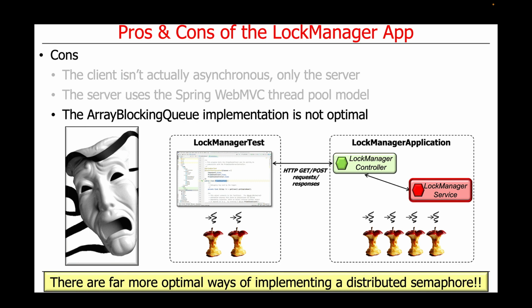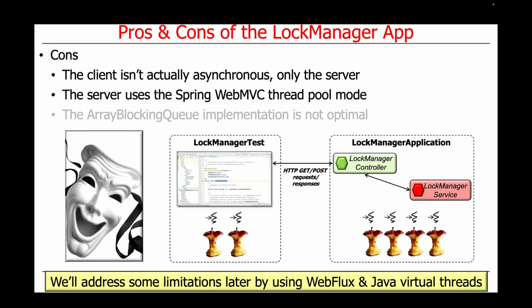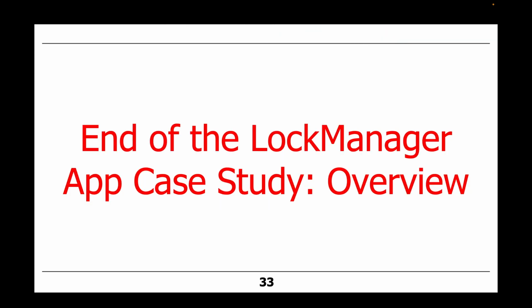And another problem here is that the ArrayBlockingQueue implementation is not an optimal way to implement a distributed semaphore. There are other ways that are more optimized, but I wanted to keep it simple for the purposes of this demonstration. We'll address some of these limitations later by using both WebFlux as well as Java virtual threads. But this is just something here to get your appetite whetted and to show off some really neat features with Spring WebMVC and some interesting features like DeferredResult. So that's the end of the walkthrough, the overview of the LockManager app case study.